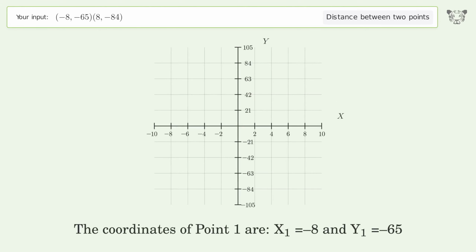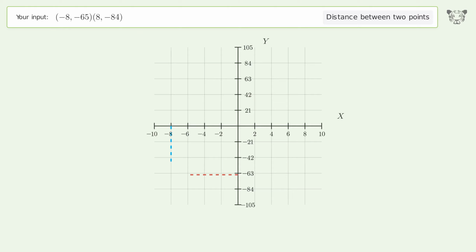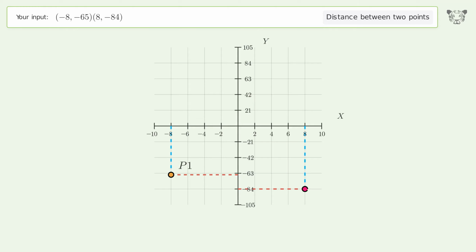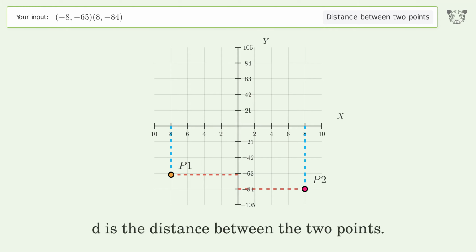The coordinates of point 1 are, x1 equals -8 and y1 equals -65. The coordinates of point 2 are, x2 equals 8 and y2 equals -84. D is the distance between the 2 points.